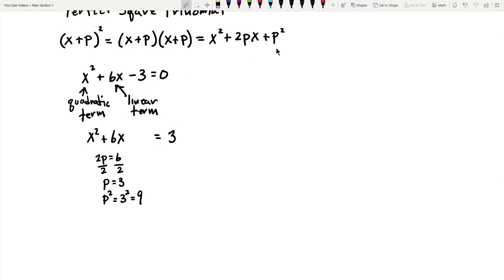So that means if I add a 9 in here, my left-hand side is now a perfect square. But I can't add a 9 on one side without also adding it on the other. So I have to add that 9 to both sides. So that's where half the middle term coefficient squared added to both sides comes from. It's all about that p.